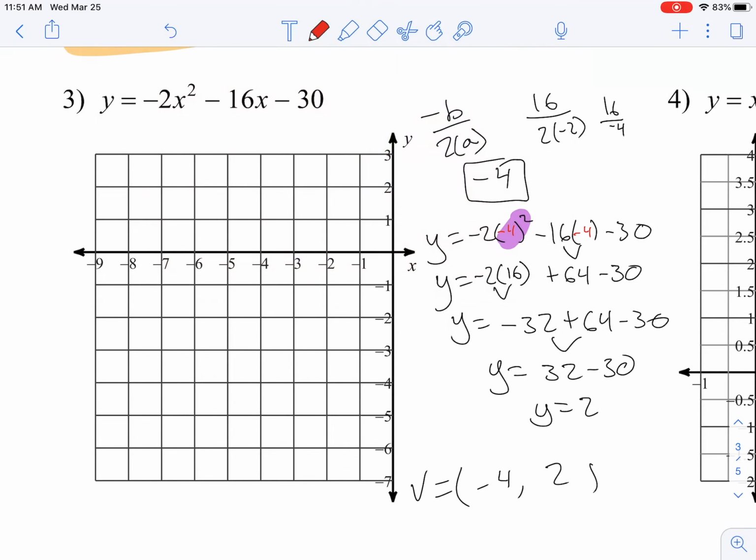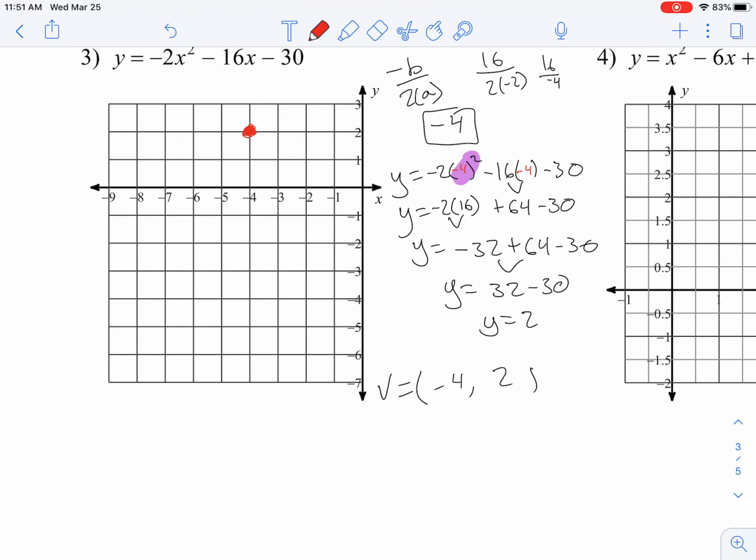I'm going to plot it in red. Negative 4, positive 2. And our vertex is all the way up here. If we look out front right here, this is telling us, will our parabola open up or down? Based on this negative, will our parabola open up or down? Yes, you should have said down. All right.